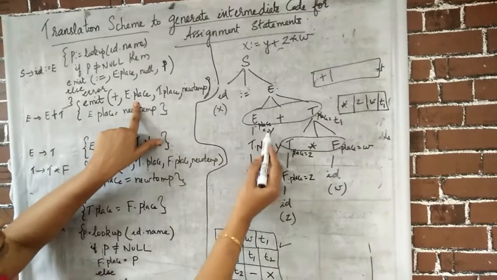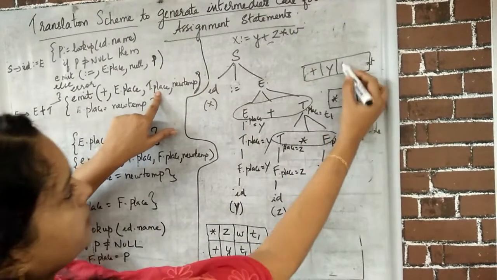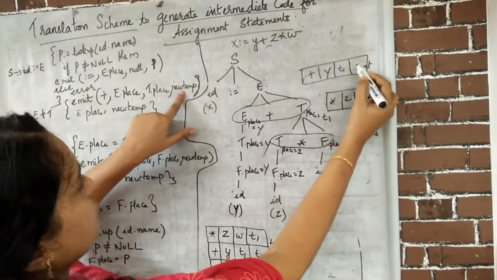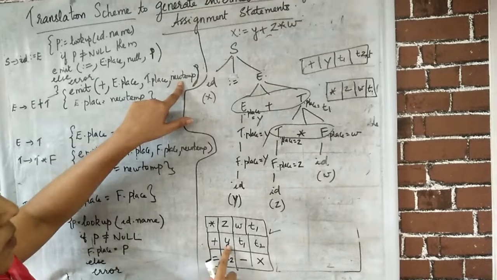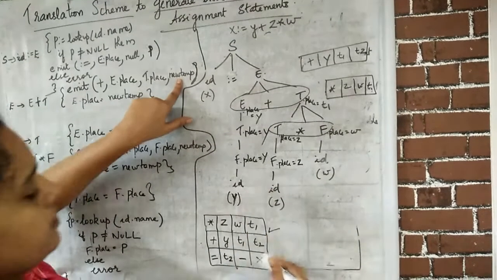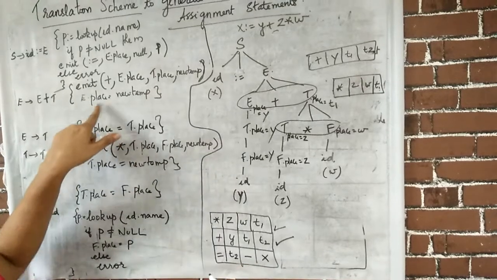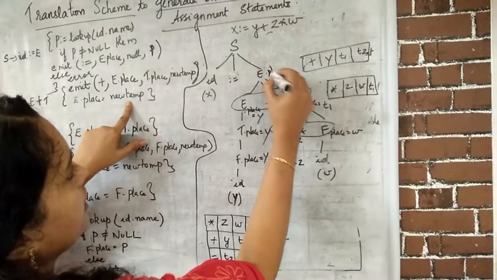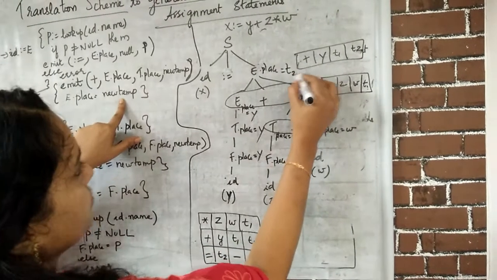What is in E dot place now? Y. Again T dot place now you have T1, and its result is stored in a new temporary variable. So use t2. Okay, so plus y t1 t2. We have generated this quadruple also. Now again we have to do one more thing. E dot place is equal to new temp. So E dot place is equal to new temp means here it is t2, right?